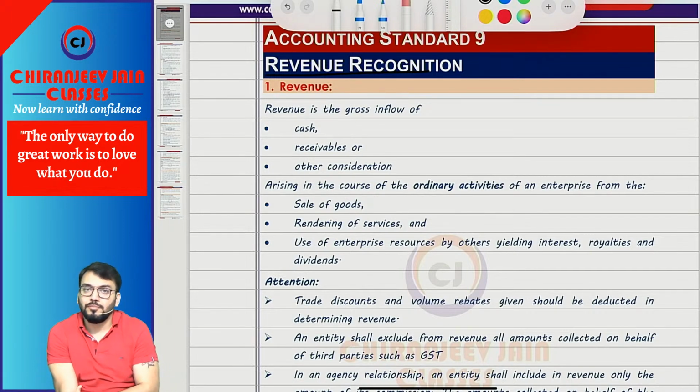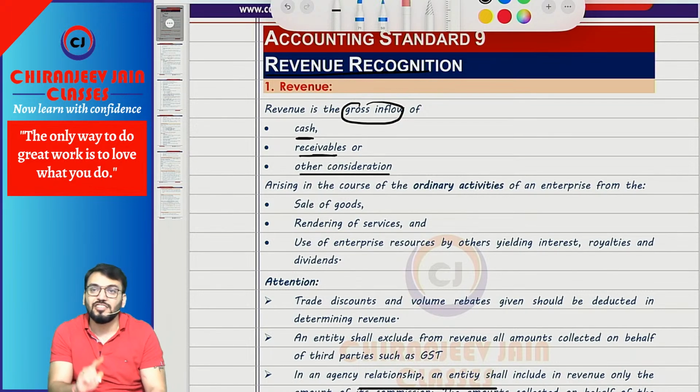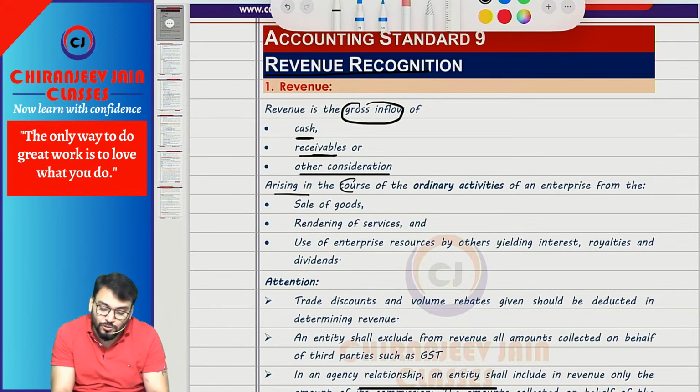So what do you mean by revenue? Revenue means gross inflow of cash or receivable or any other consideration arising from ordinary activity, from sale of goods, rendering of services, or from use of enterprise resources by others, yielding interest, dividend or royalty. Correct? This is the definition of revenue. So revenue is a gross inflow of cash, which means it can be a cash transaction. Receivable means it can be a credit transaction. Other consideration means it can be an exchange transaction arising in the course of ordinary activities.